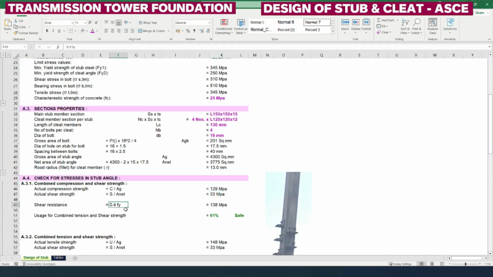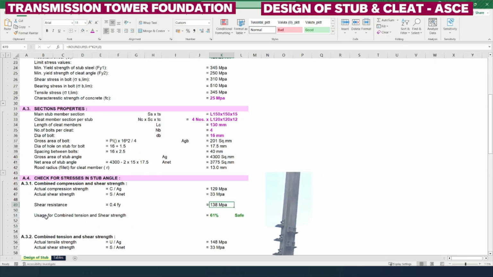Shear resistance, generally we consider 40 to 60% of the yield strength of steel. Here we can consider, on the conservative side, 0.4, that is 40%. So it is 0.4 into the yield strength of stub steel, 345. So it is 138 megapascal.